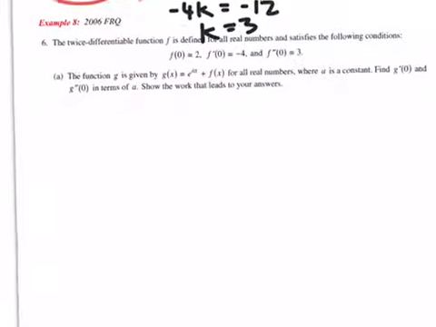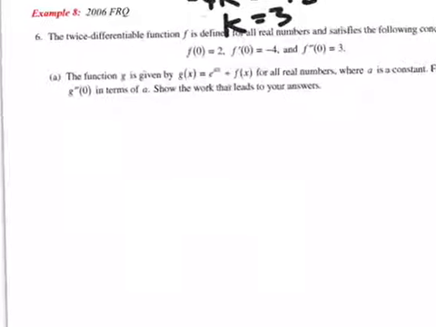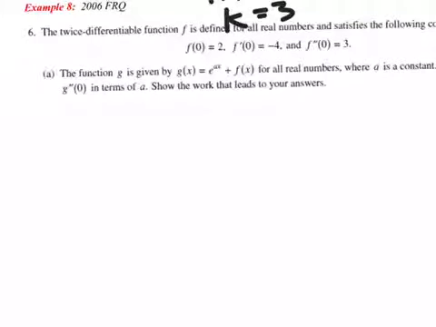Alright, the twice differentiable function f is defined for all real numbers and satisfies the following conditions. F of 0 equals 2, f prime of 0 equals negative 4, and f double prime of 0 equals 3. The function g is given by e to the ax plus f of x for all real numbers where a is a constant. Find g prime of 0 and g double prime of 0 in terms of a. Show your work.